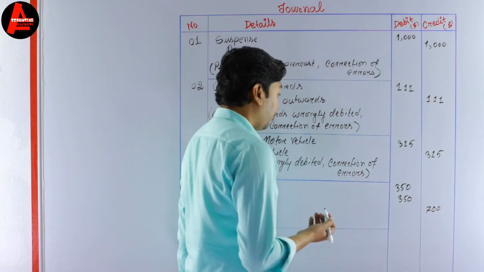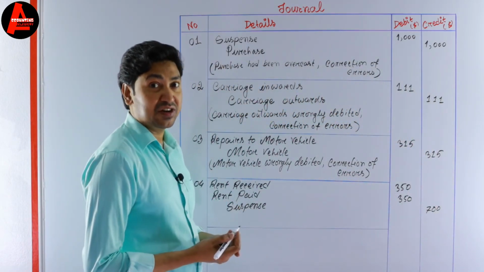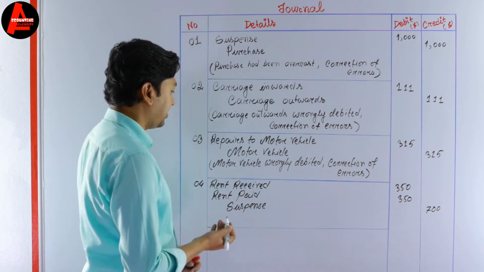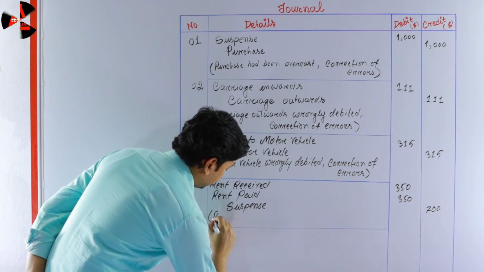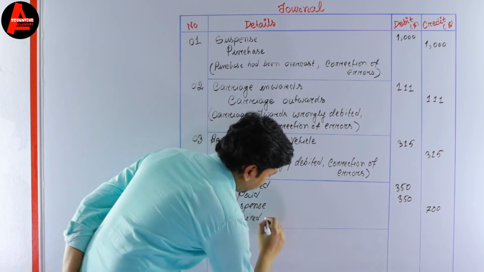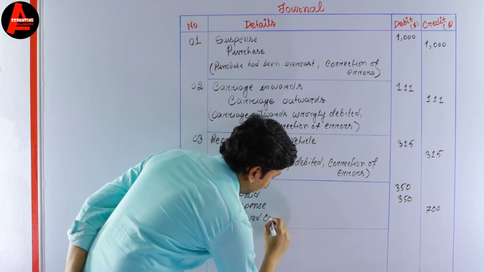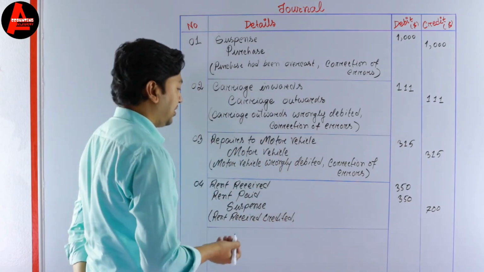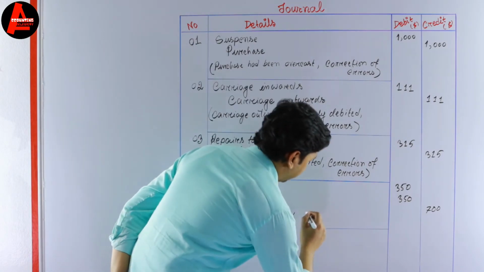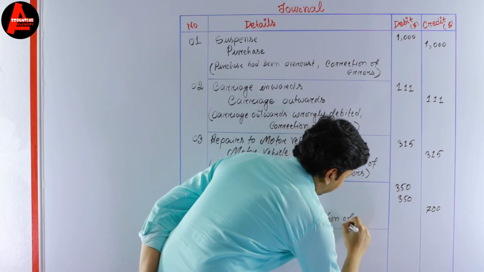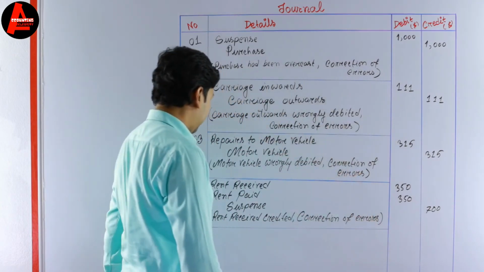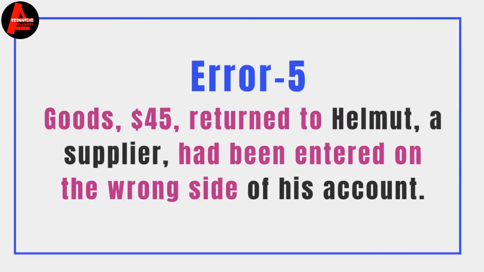Now what to do? We have to write a short narrative. So let us write here, rent receipt wrongly credited. Now what did we do? We rectified. That means correction of errors. Very good. The last one, number 5.